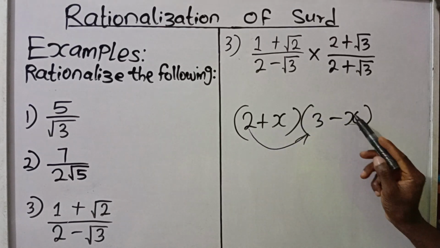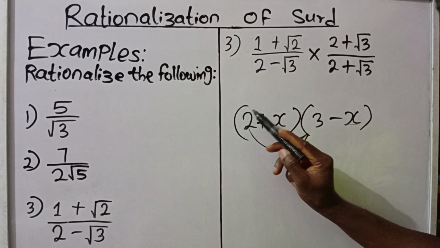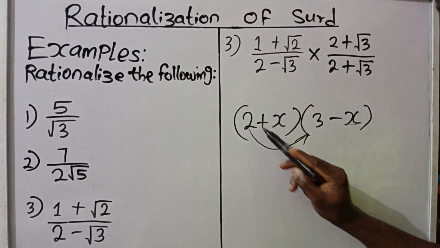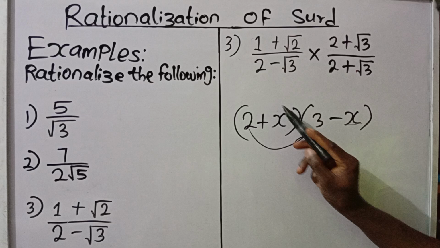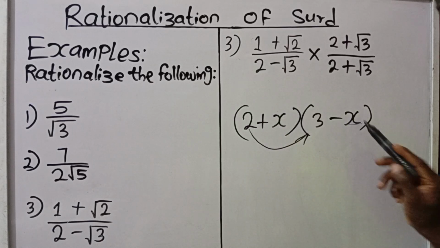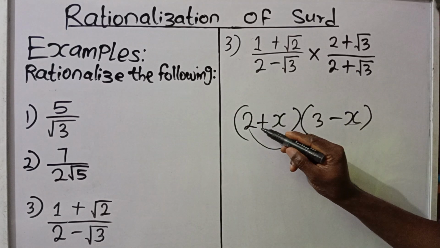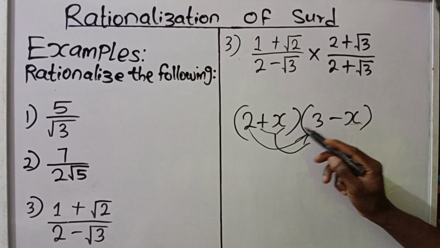After with 2, we equally multiply this. When we are done with using 2 to multiply all of this, then we'll now use plus x to multiply 3 and equally use plus x to multiply minus x. So that's exactly what we're going to be doing now in expanding this.